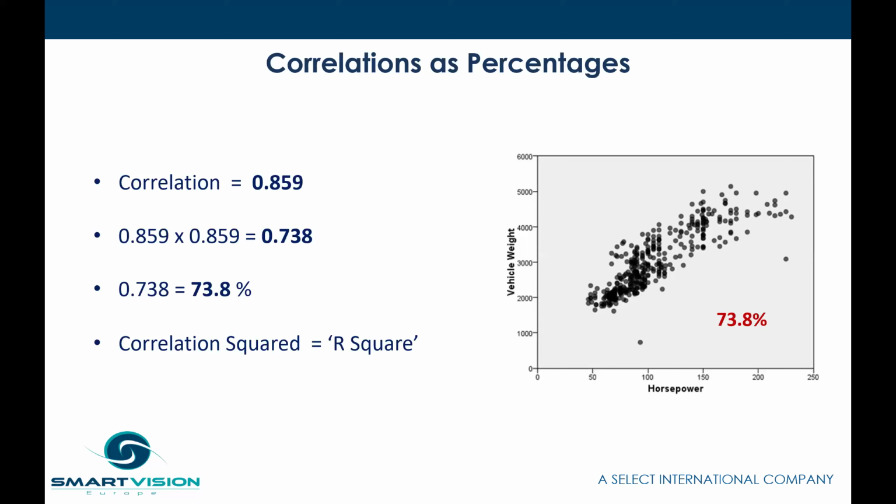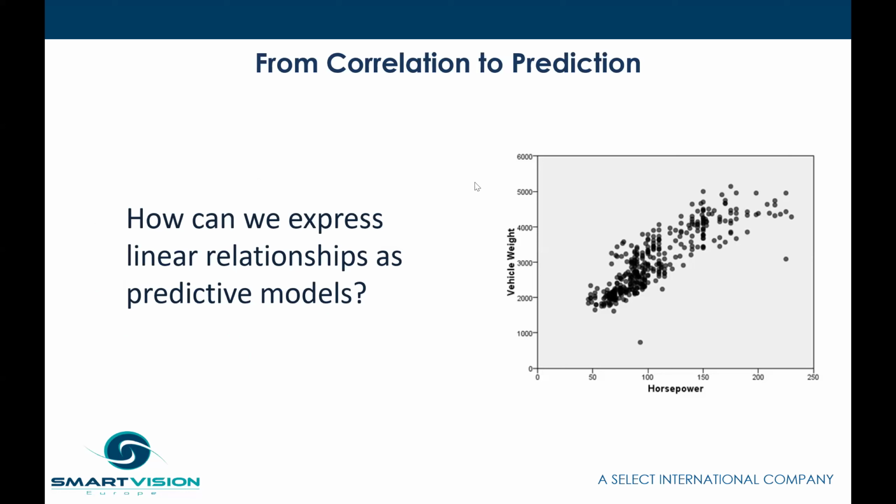So the next thing is that you can actually see correlations as percentages. These are Pearson's correlations. So if you got a correlation here, for example, of 0.859 and you square it, you simply multiply it by itself, it comes out as 0.738. That means 73.8%. This is called the R square value, because the correlation is called the R value, and this is called the R square value.